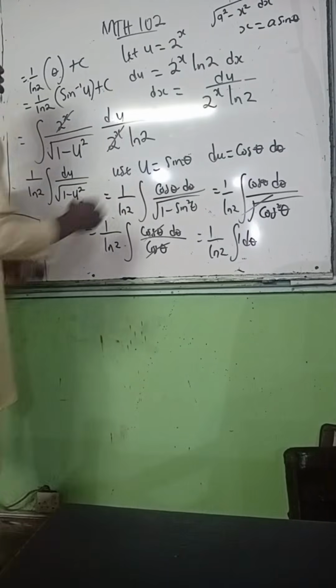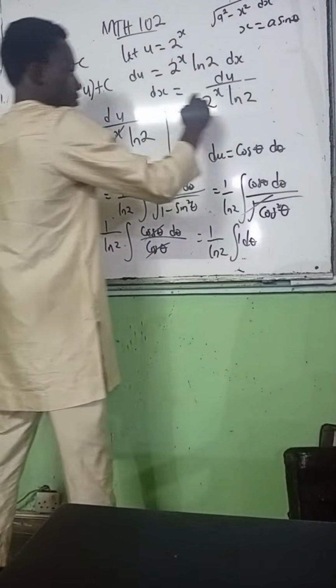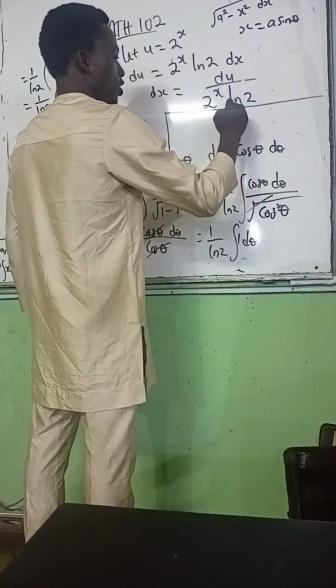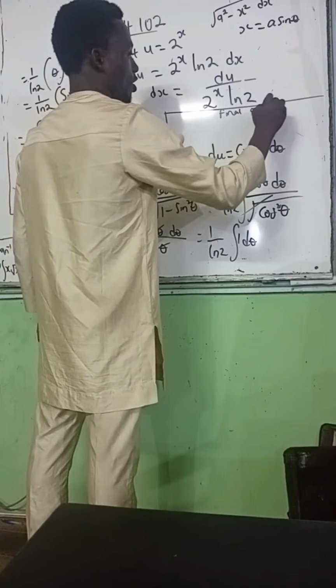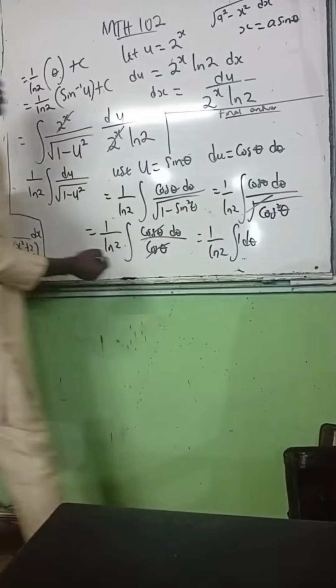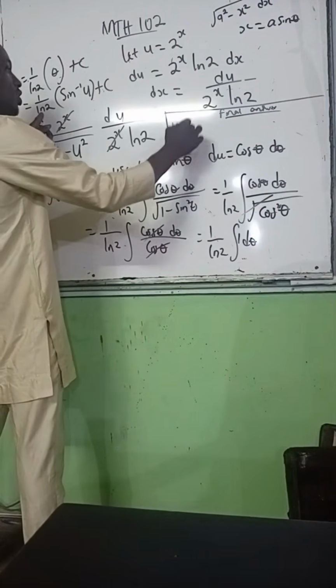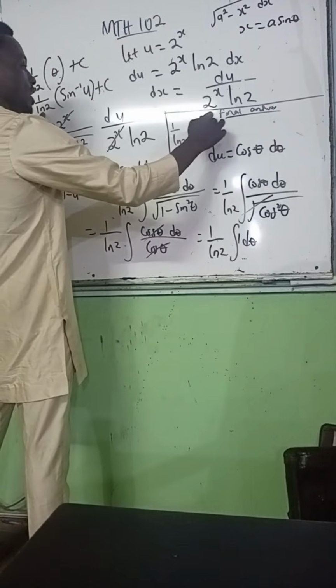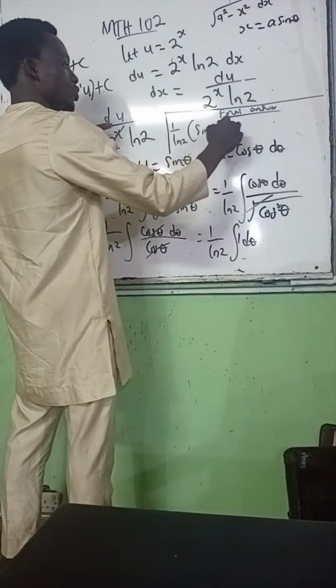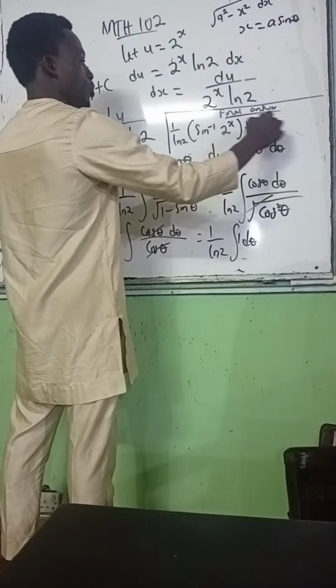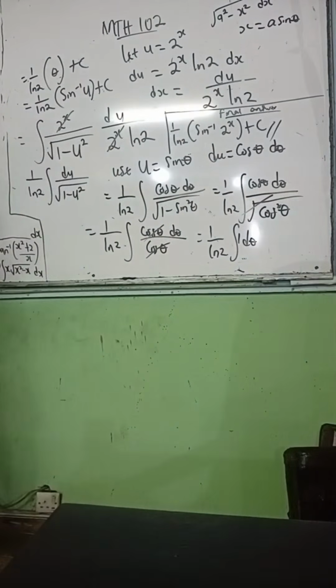Are we done? No. Let the final answer be here. We are not done because the original question is a function of x. So we have 1 over ln 2 sine inverse. What's our u? 2 raised to power x, plus c. That's the answer. Do we get it?